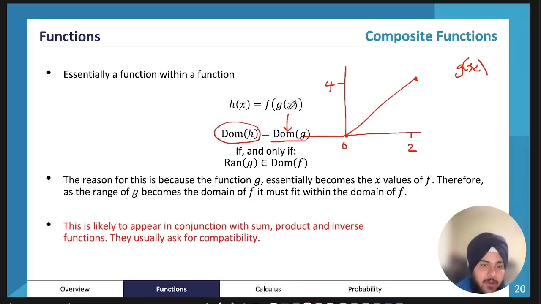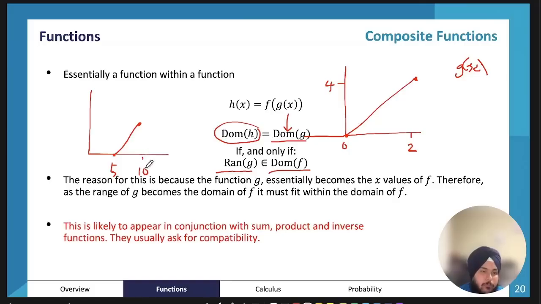However, if we're trying to work out the range, or if we're trying to work out if a composite function is defined, it can only be defined if the range of g is a subset of the domain of f. So let's just say now we have a new function, which is f, which is defined for, let's just say, another linear function, but only defined for, let's say, 5 to about 10, for example.